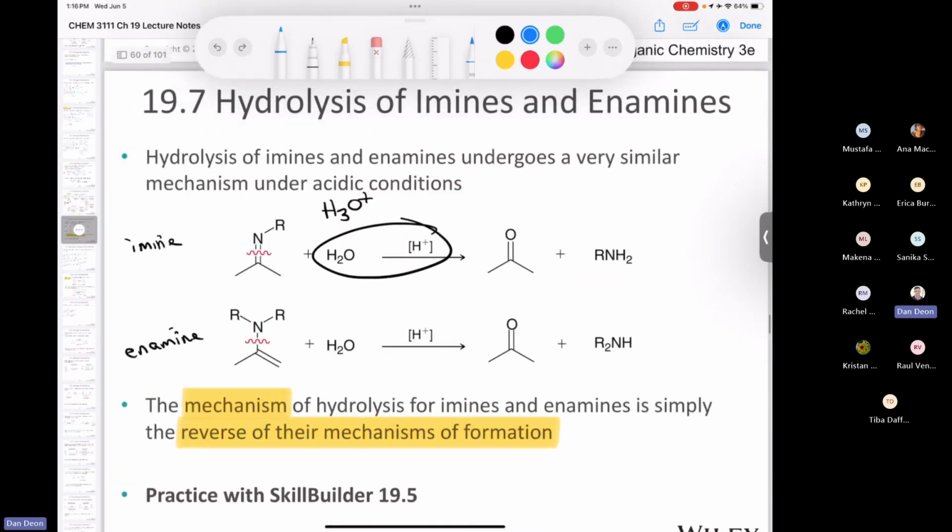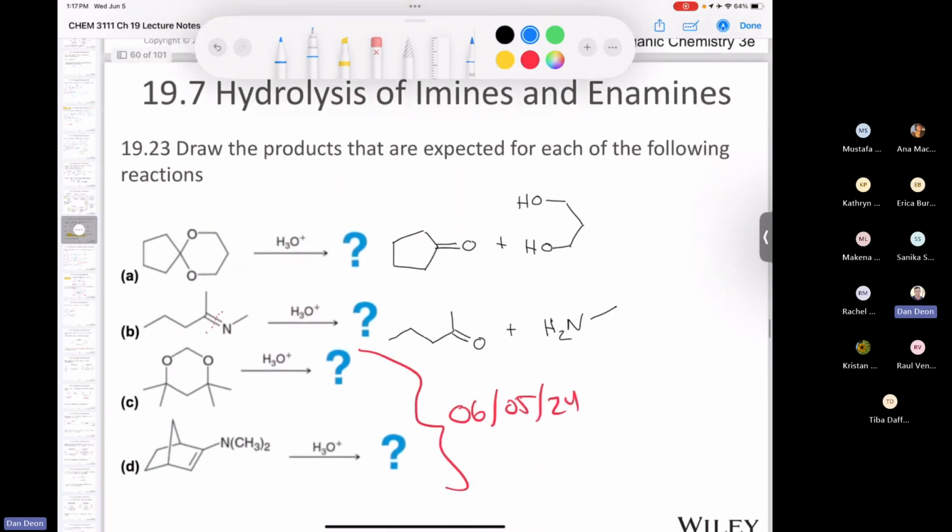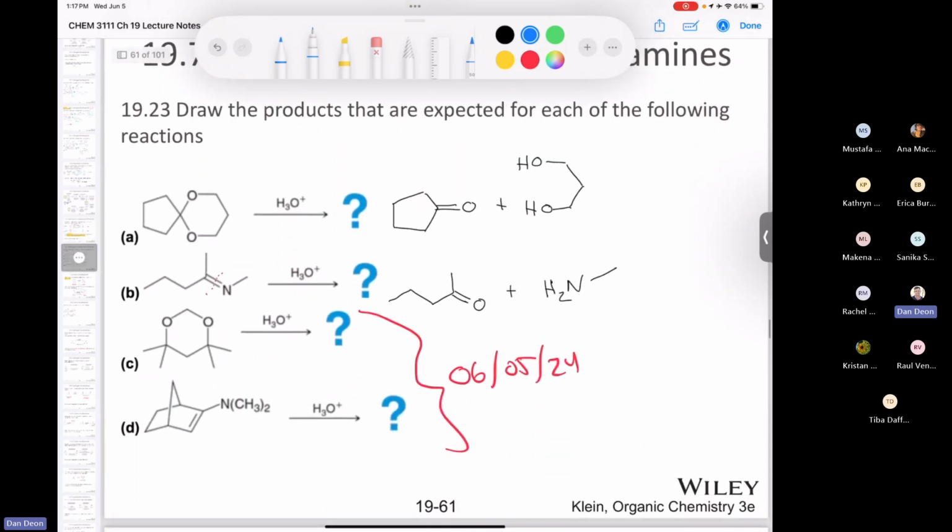Then we talked about the hydrolysis of an imine or an enamine, and we said it's going to be the exact same thing. You're going to convert back to your aldehyde or ketone and liberate your amine. If you're hydrolyzing an imine, you'd liberate a primary amine, and you would liberate a secondary amine if you're hydrolyzing an enamine. So the mechanisms for these reactions are just the reverse of the formation. So there's no need to really put them in the book. Where we kind of ended off was we looked at these first two hydrolysis problems.